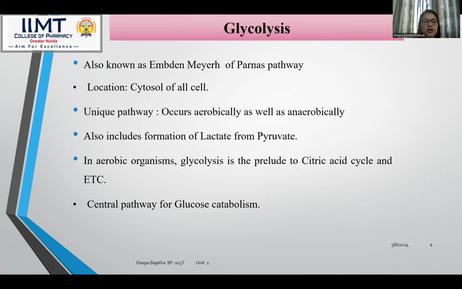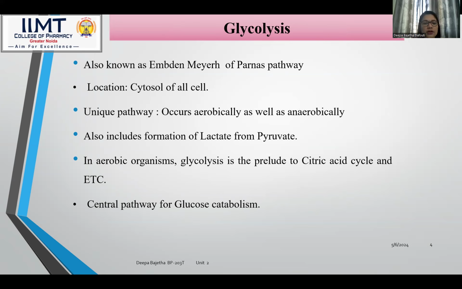Location: the main location where glycolysis occurs is the cytosol of all cells. It is a unique pathway. It occurs aerobically as well as anaerobically. Aerobically, in the presence of oxygen, glucose is converted into 2 moles of pyruvate, and anaerobically, in the absence of oxygen, pyruvate is further converted into glucose. So the reverse pathway of glycolysis is called gluconeogenesis. It also includes formation of lactate from pyruvate.